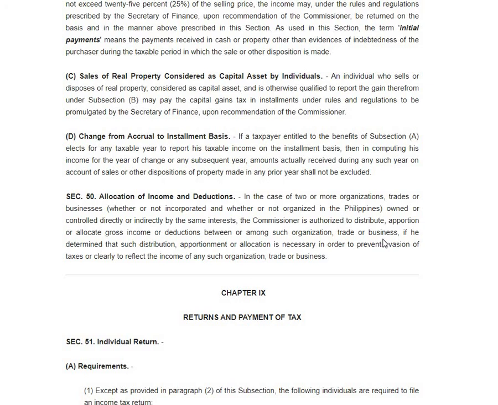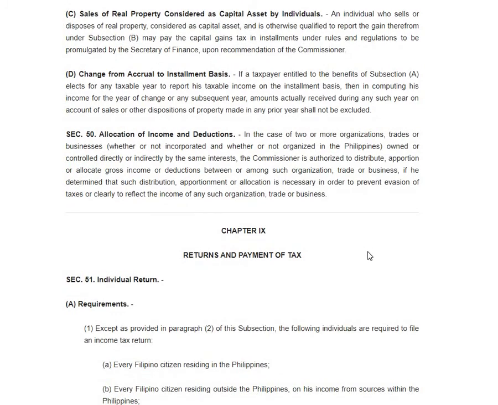So that's about it for Section 50, and we'll discuss Section 50 and the rest of the provisions.